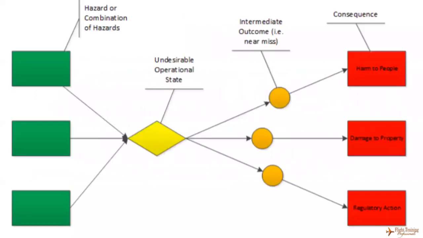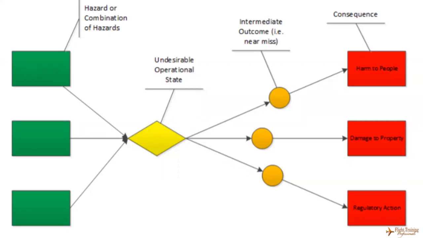So if we look at hazards, we can have a lot of hazards in one flight. And they can lead to an undesirable operational state, which can lead to a near miss, or it could lead to a consequence. This is one of my favorite models, because if you look on the right-hand side where it shows the red consequences, this really does bucket it nicely, where you have harm to people, damage to property, and regulatory action. And pretty much everything in aviation that could go wrong will fit into one of those buckets.